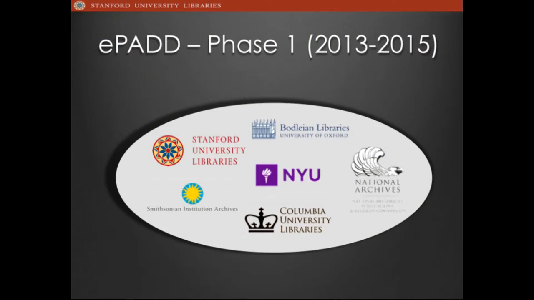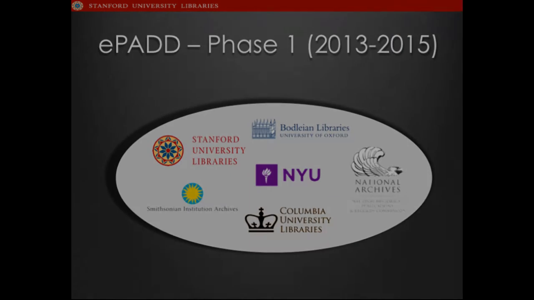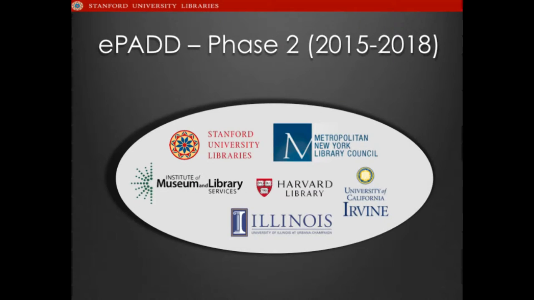The initial release of EPAD was developed with funding from the National Historical Publications and Records Commission in collaboration with partners at Columbia, NYU, the Smithsonian Archives, and the Bodleian. We gathered feedback from donors, curators, archivists, and researchers at each of these institutions to develop functional requirements. Phase 2 development is sponsored by the Institute of Museum and Library Services. We are performing this work with partners at Metro, University of California, Irvine, Harvard University, and University of Illinois, Urbana-Champaign.